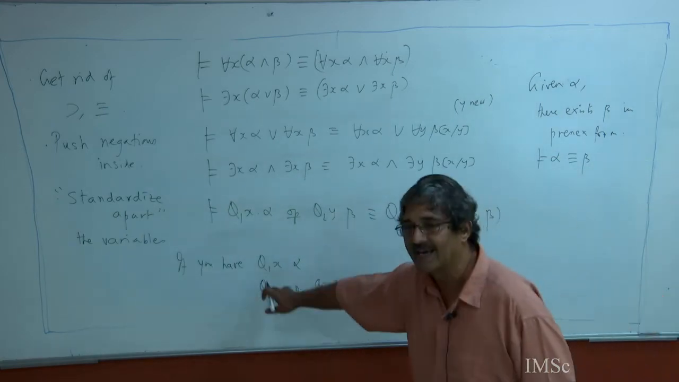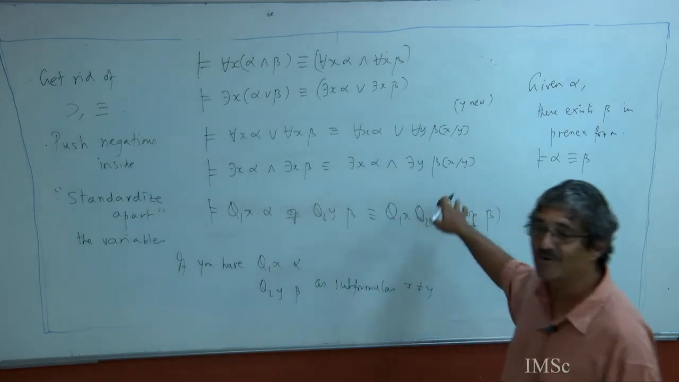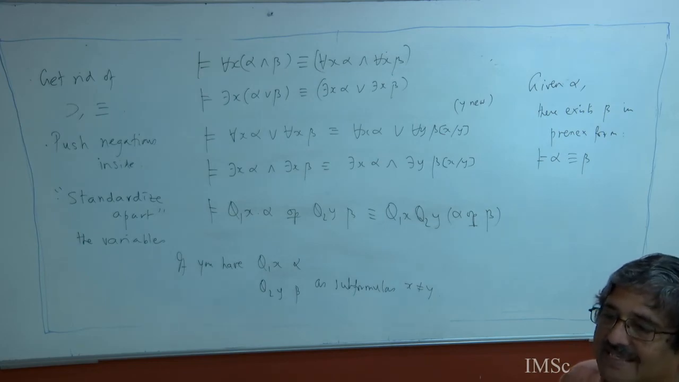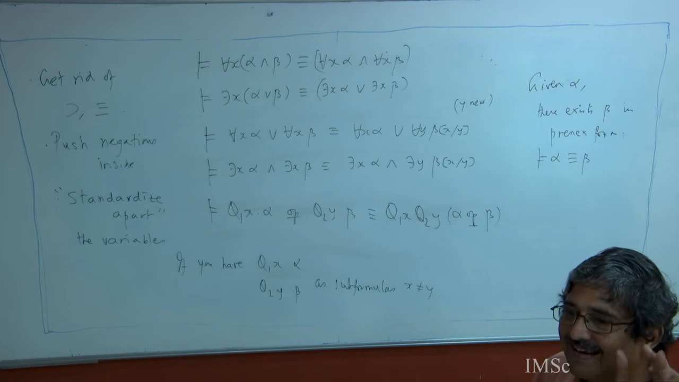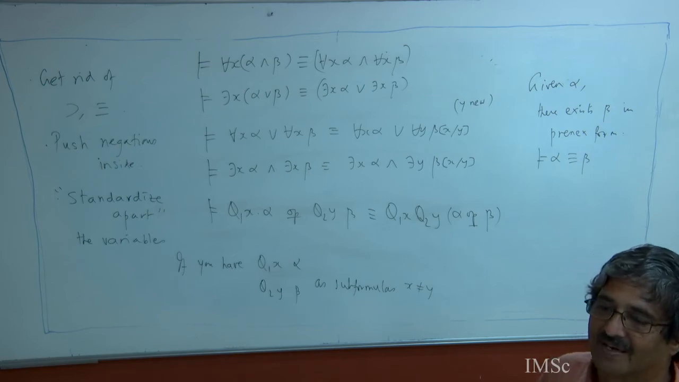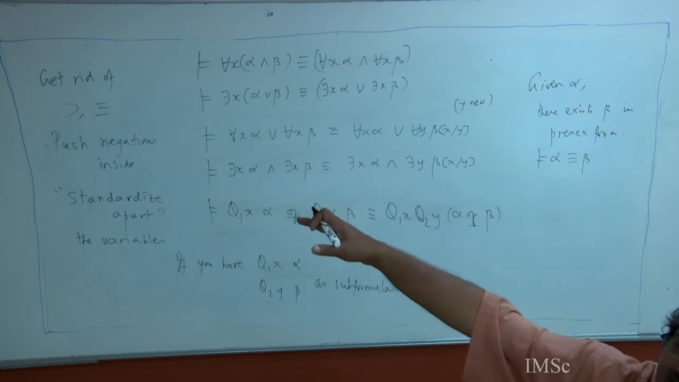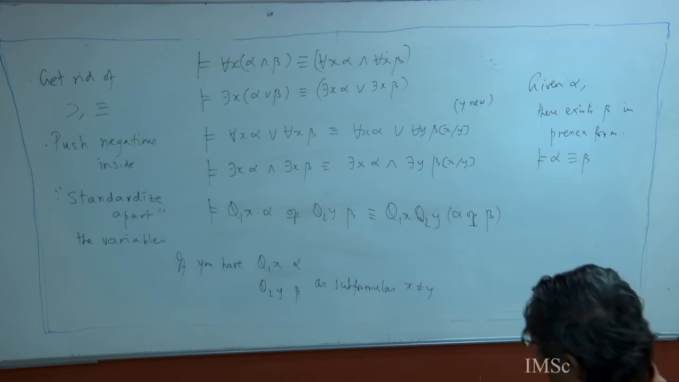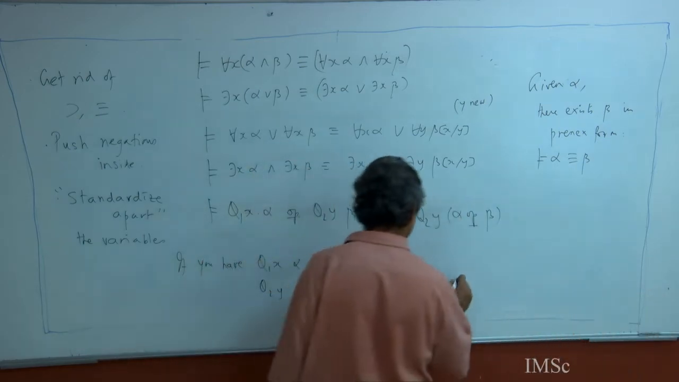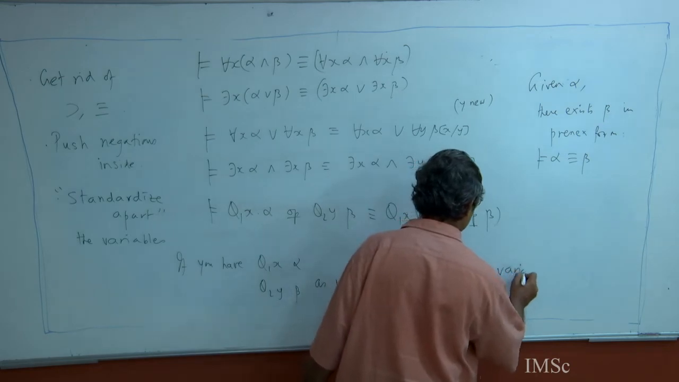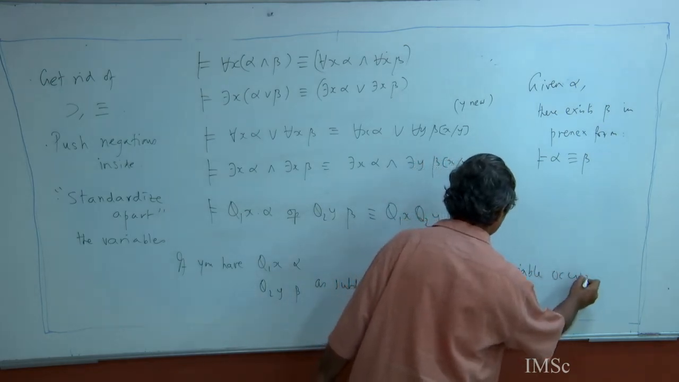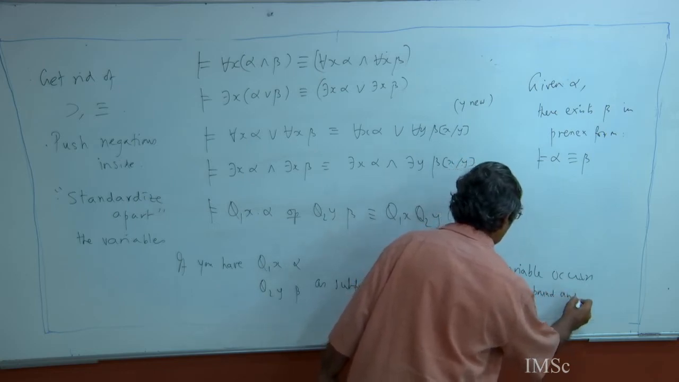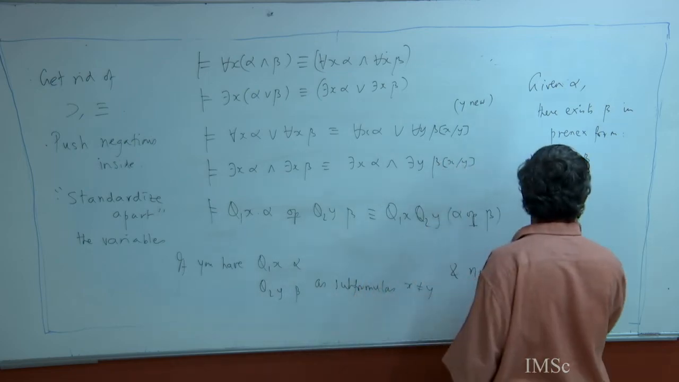If you have subformulas occurring like this, rename them to make sure that whenever you see some Qx sitting as a subformula, there is only one occurrence of every such quantifier. You don't have there exists x sitting here, there exists x sitting there as well. Just rename them so that variables are all apart, and no variable occurs both bound and free.